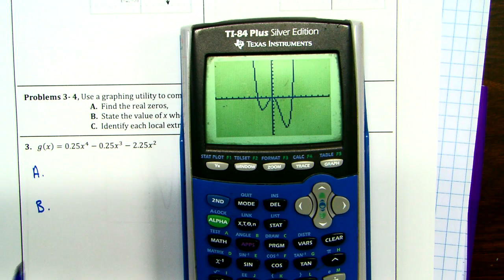Okay, so the zeros are your x-intercepts. It looks like there's 3 of them, okay? And it doesn't matter what order we put them in. I'm just going to go left to right, okay? So how we find them is this.